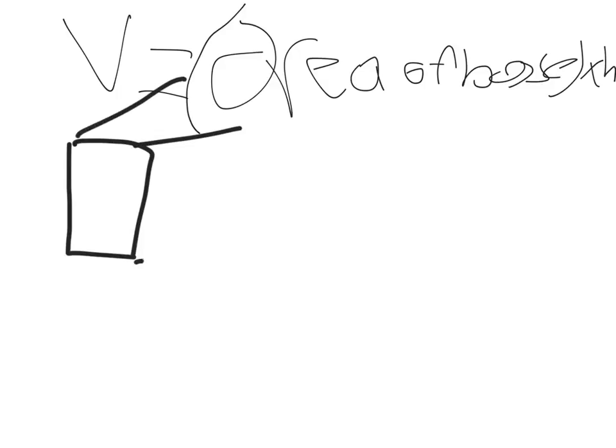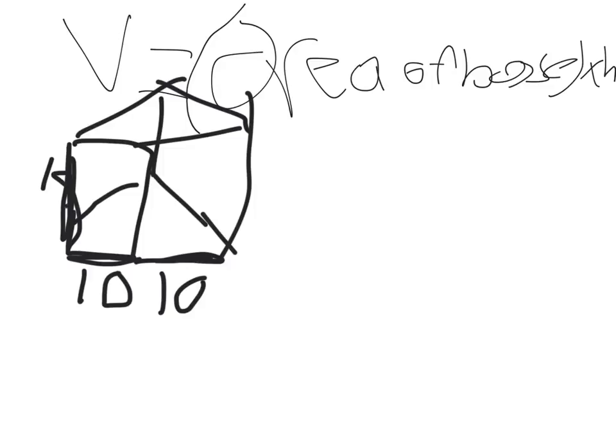have like a square. Okay, so once you have your square, it will give you some measurements. So let's say that this one's like 10, this one's 10, I mean like that one right there, and that one right there is 10. Let's say that the height is like 15.